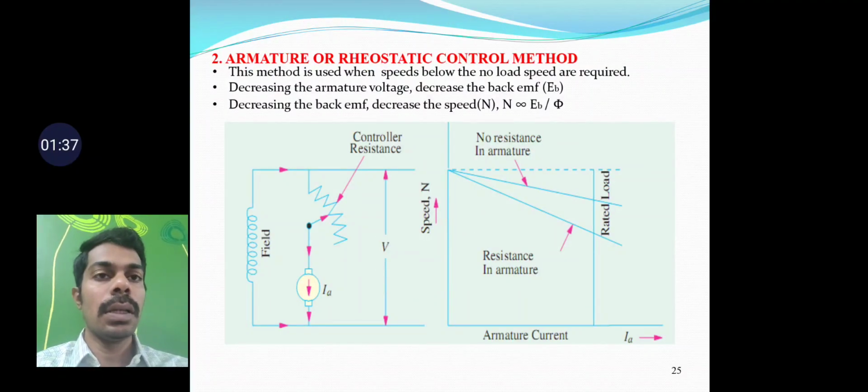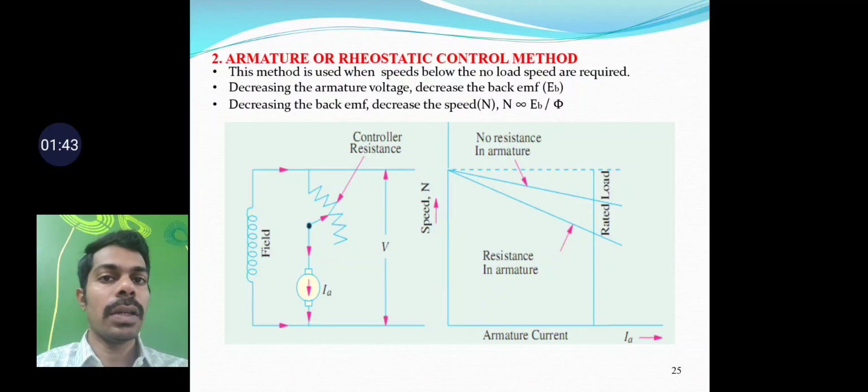And the second one is armature or rheostatic control method. The same principle that we have seen in the flux control method, here we apply on the armature side. That is, we are using the rheostatic method in the armature to control the armature current. In this method, when the speed is below the no load speed, this method is required. By decreasing the armature voltage, it decreases the back EMF. So back EMF decreases the speed, as the equation represents N is directly proportional to back EMF.